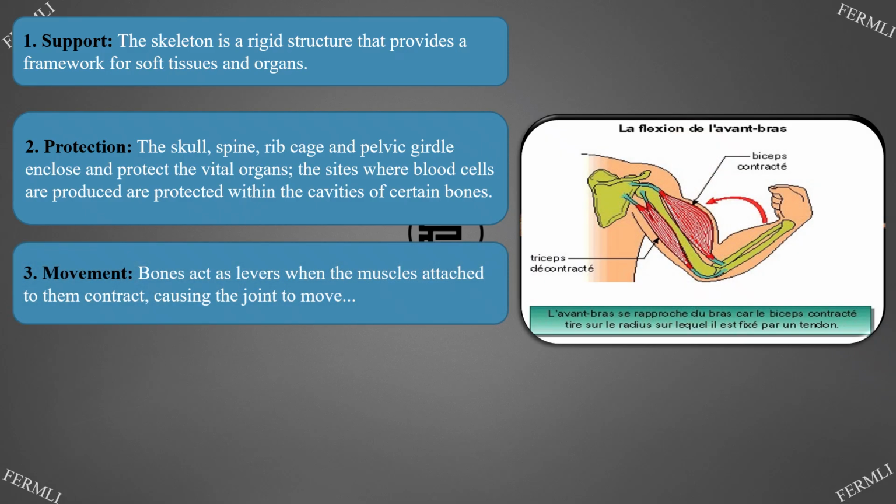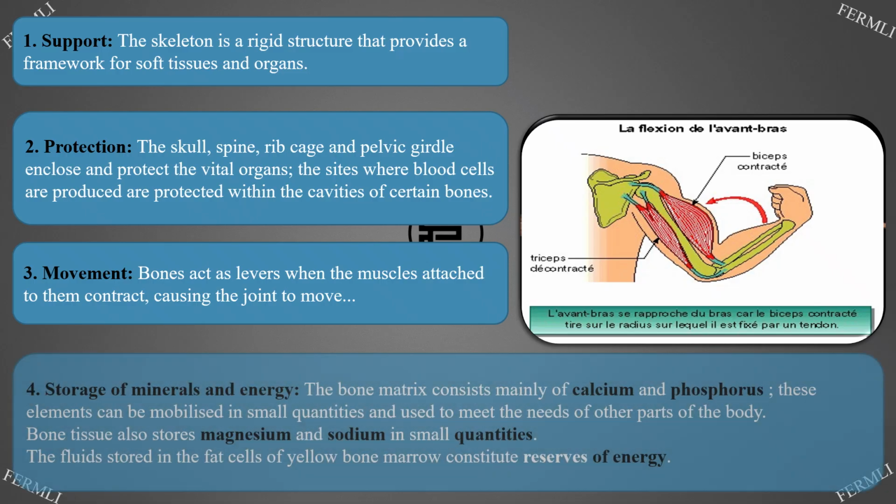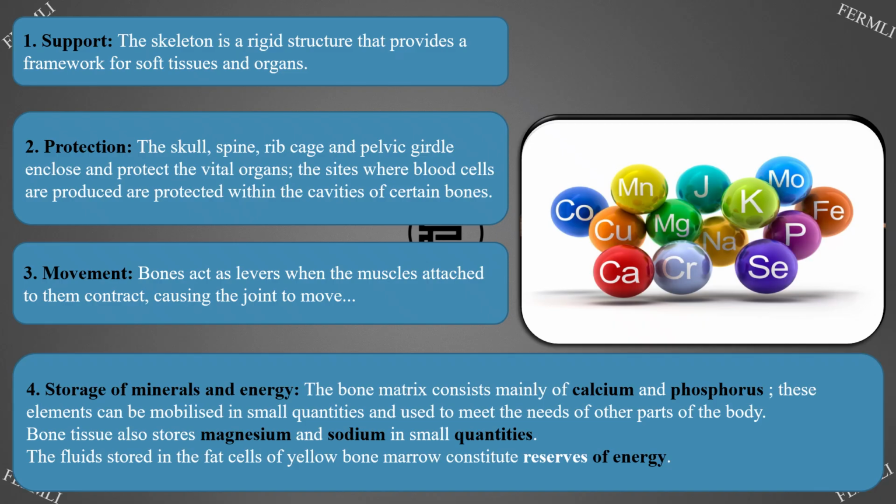3. Movement. Bones act as levers when the muscles attached to them contract, causing the joint to move. 4. Storage of minerals and energy. The bone matrix consists mainly of calcium and phosphorus. These elements can be mobilized in small quantities and used to meet the needs of other parts of the body. Bone tissue also stores magnesium and sodium in small quantities. The fluids stored in the fat cells of yellow bone marrow constitute reserves of energy.